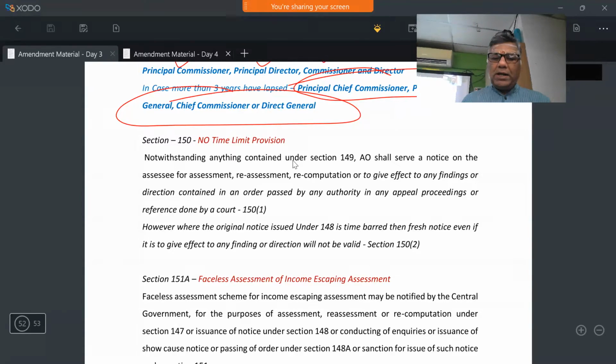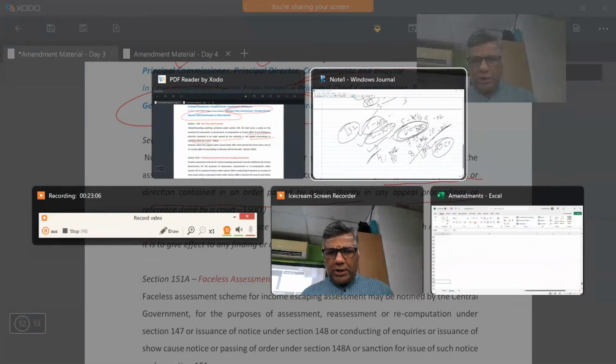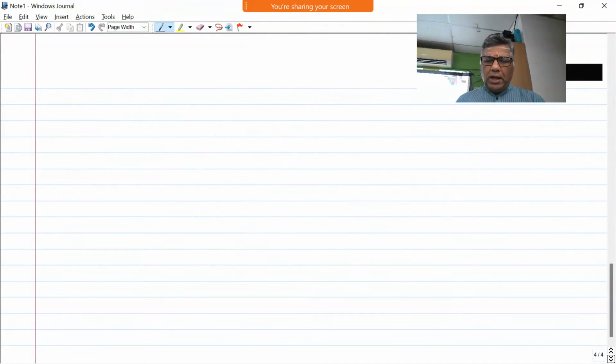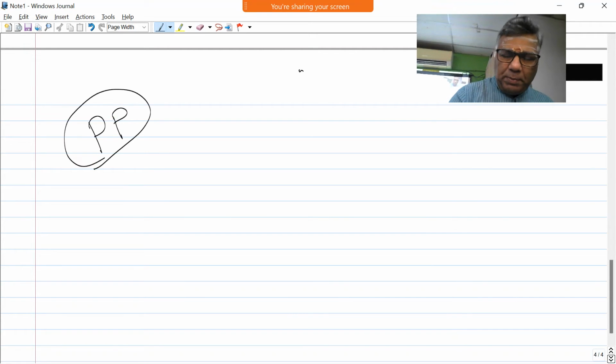This is not an amendment. The no time limit provision is if you want to give effect to the findings or directions of an order passed by an appellate authority. Okay, an order passed by an appellate authority. There is a very famous case law, PP Works. Okay, right? PP Works case law.